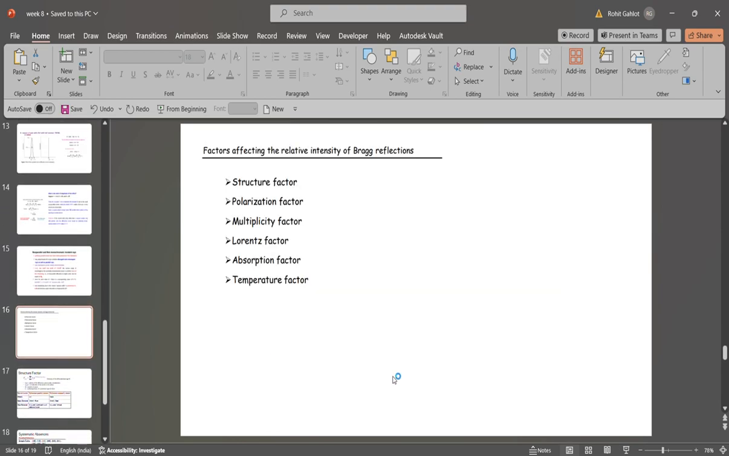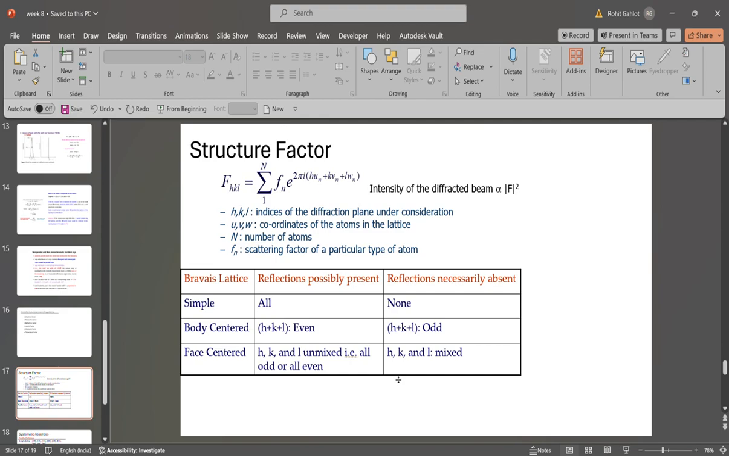Okay, and now we also discussed in the class the different factors which affect the relative intensity of the Bragg reflection. So these are the structure factor, polarization factor, multiplicity factor, Lorentz factor, absorption factor, and then the temperature factor.